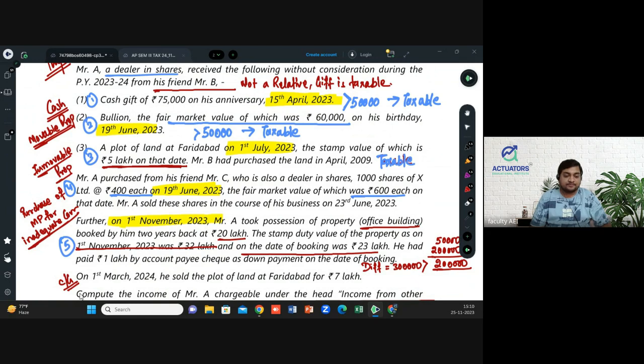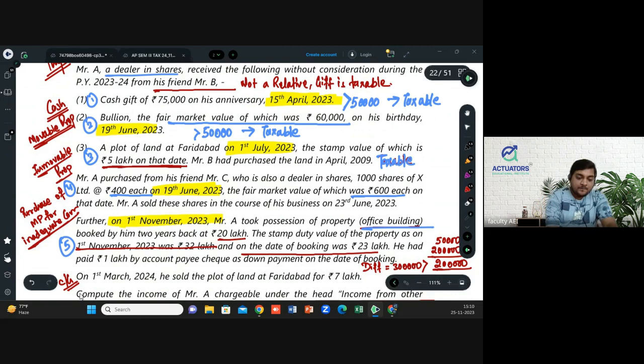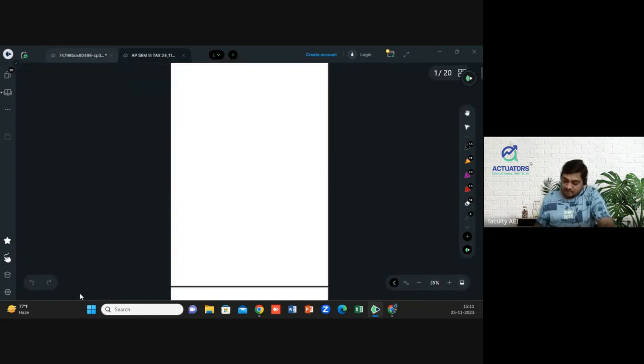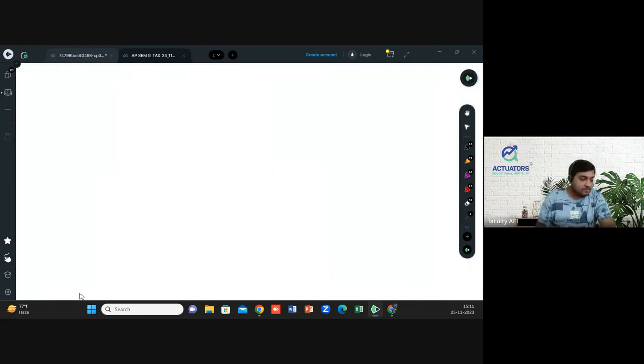Is it okay? This is capital asset, no problem. Office building is capital asset. Only personal movable effect is not a capital asset. Statement showing.